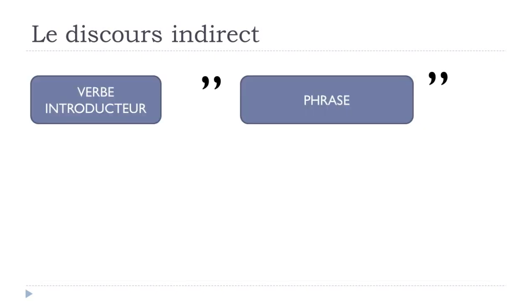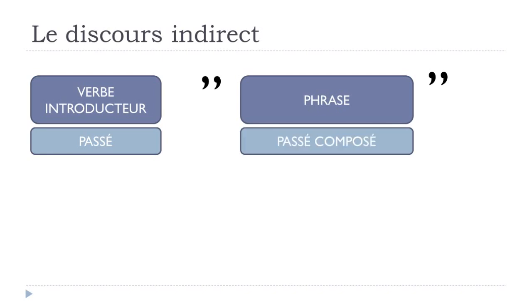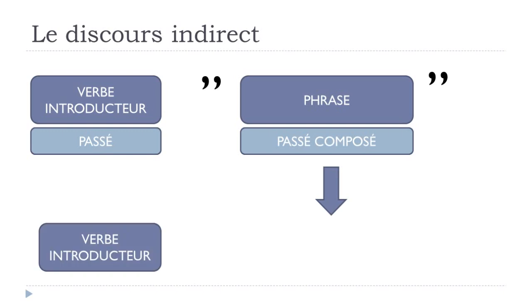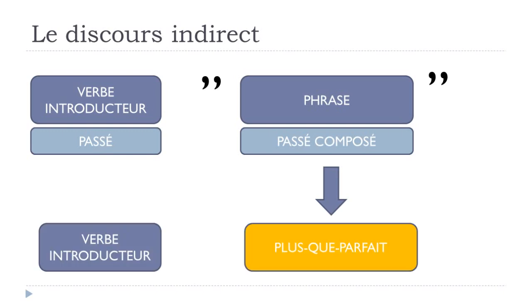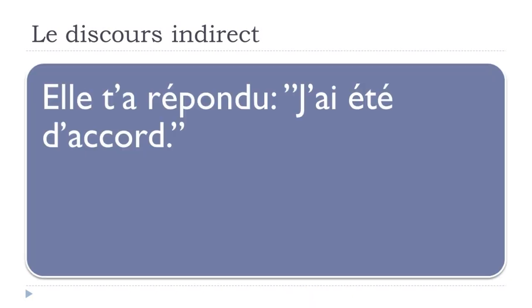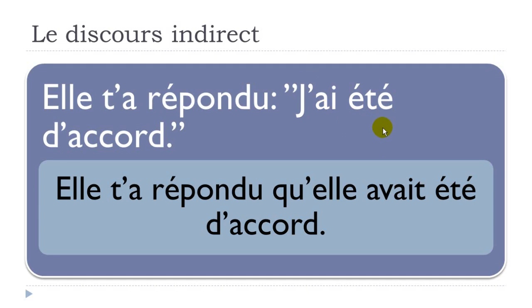Okay? So let's see now how we do it if we've got, still the same thing, the passé in the first part, and in the second part the passé composé. Of course, the first part will stay the same, but this passé composé form will become plus que parfait. Let's have a look. Elle t'a répondu, j'ai été d'accord. J'ai été is the passé composé. That's what we'll have to modify, like here, elle avait été. We'll put that at the plus que parfait. So we get, elle t'a répondu qu'elle avait été d'accord.